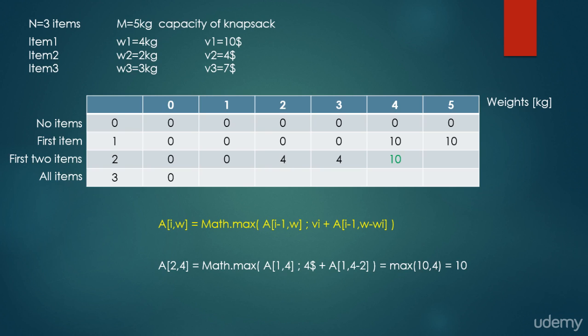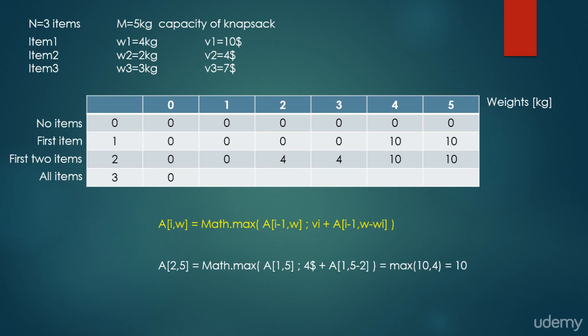A with row index 1 and column index 2, it is a 0, I think. Yeah, it's a 0, so 4 plus 0 is 4. So we have to decide which is the greater, 10 or 4, and it is 10. So we put 10 in this location.